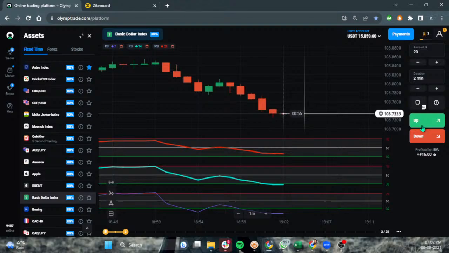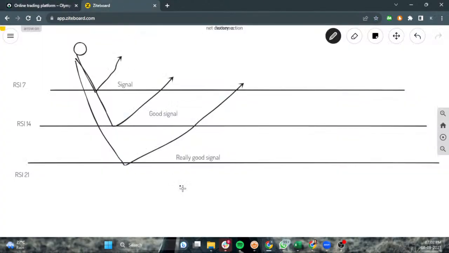When we open a trade, can we open a trade? Can we open a trade? I think we can. So, back to the point.